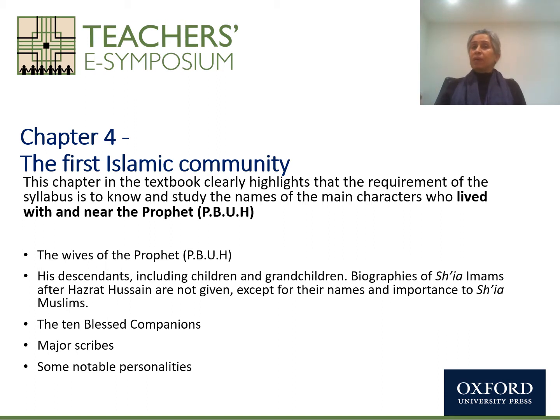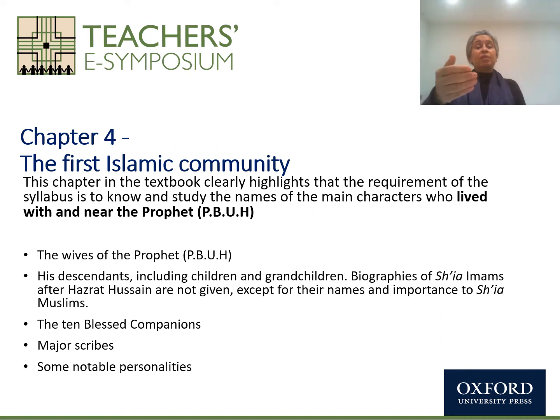The 10 best companions need to be studied about, and the major scribes. I have selected three scribes who are Zayd ibn Thabit, Ubay ibn Ka'b, and Abdullah ibn Masud, and written about them. My choice has been based on past papers, what has come, because, just like the Quran is vast, but 15 passages were selected. Not that any one passage is of more importance than the other, but a choice was made.